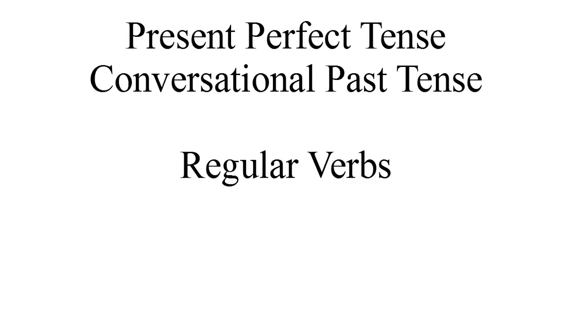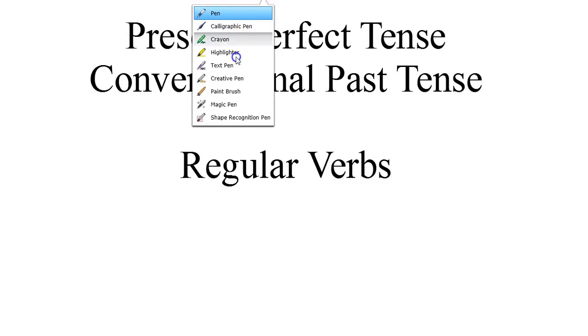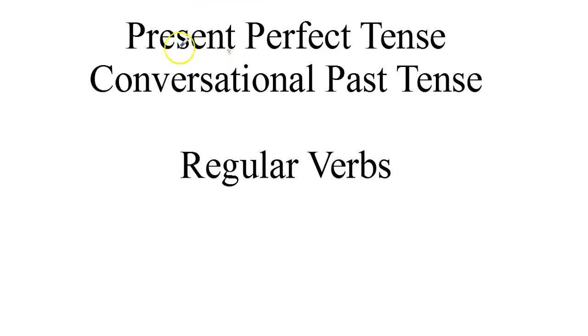So we're going to look at present perfect tense verbs. Present perfect tense, which is typically called the conversational past tense. This is something you use a lot in German because you should be talking, you should be conversing. So when you're talking to people and you're talking about things that happen, like you're telling a story, you're going to be utilizing the conversational past.